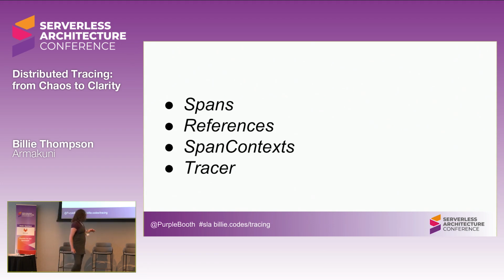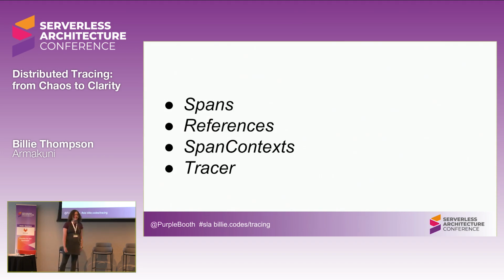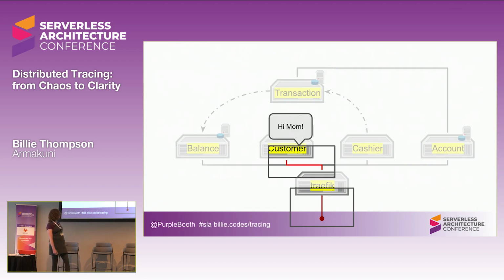There are four primitives that are worth mentioning at this point. These are part of the semantic specification, but also appear in the client interface. So we have spans, references, span contexts, and tracers. Spans, these bits, right? We've talked about this already. References, they're how they relate.